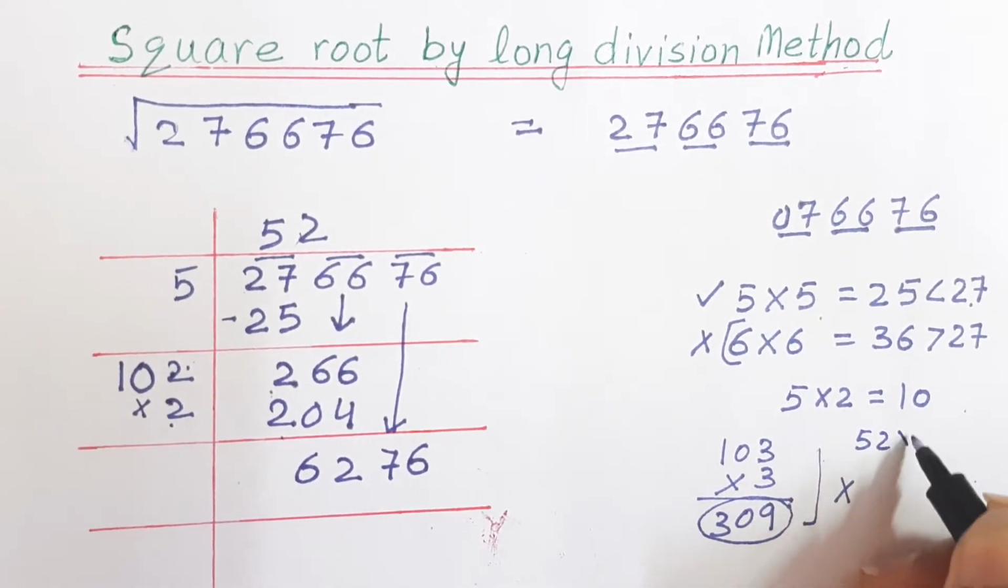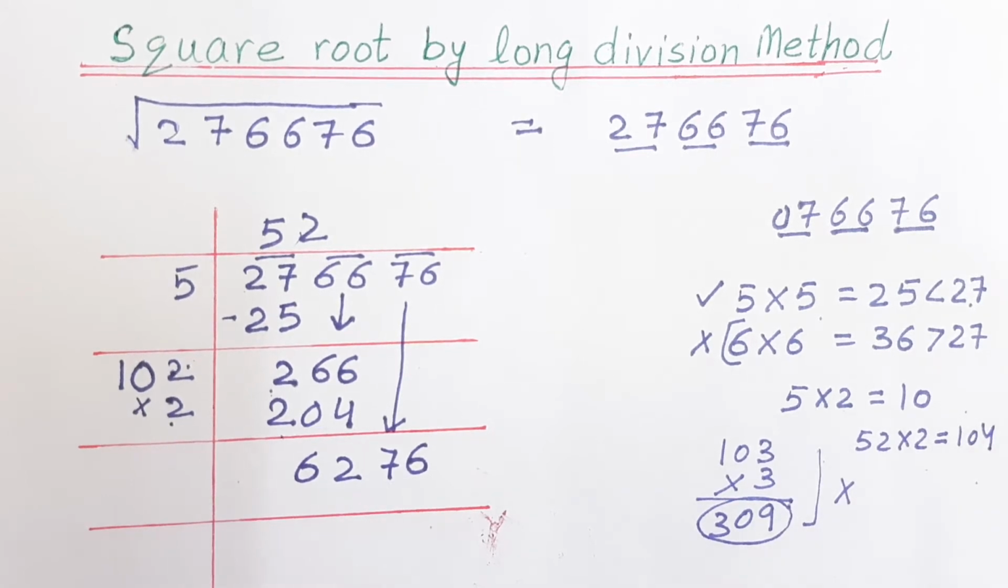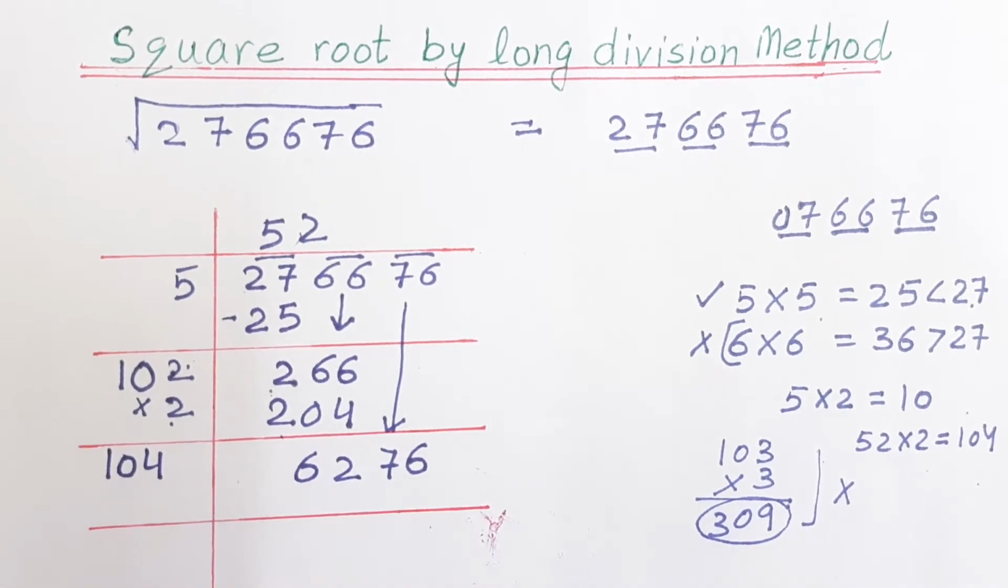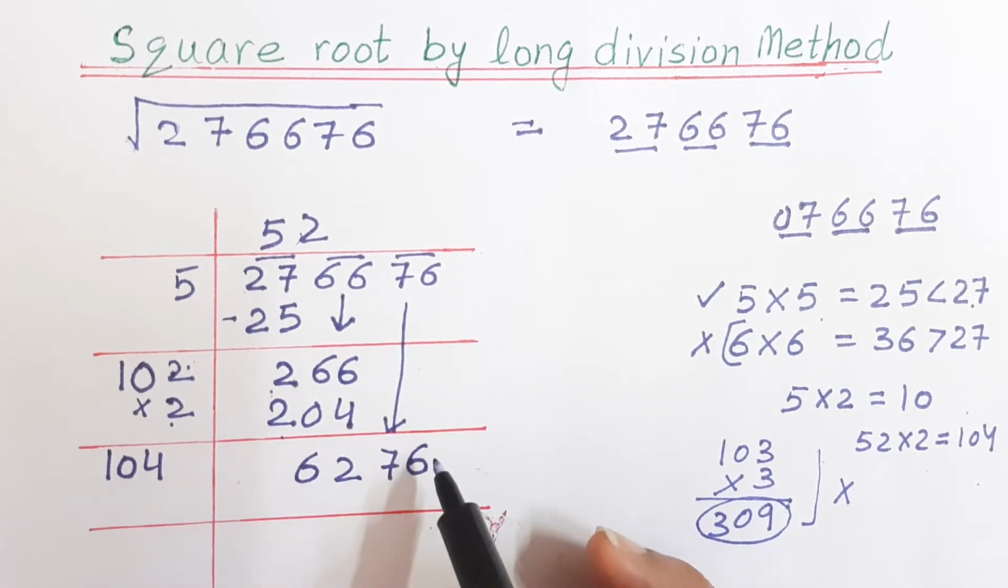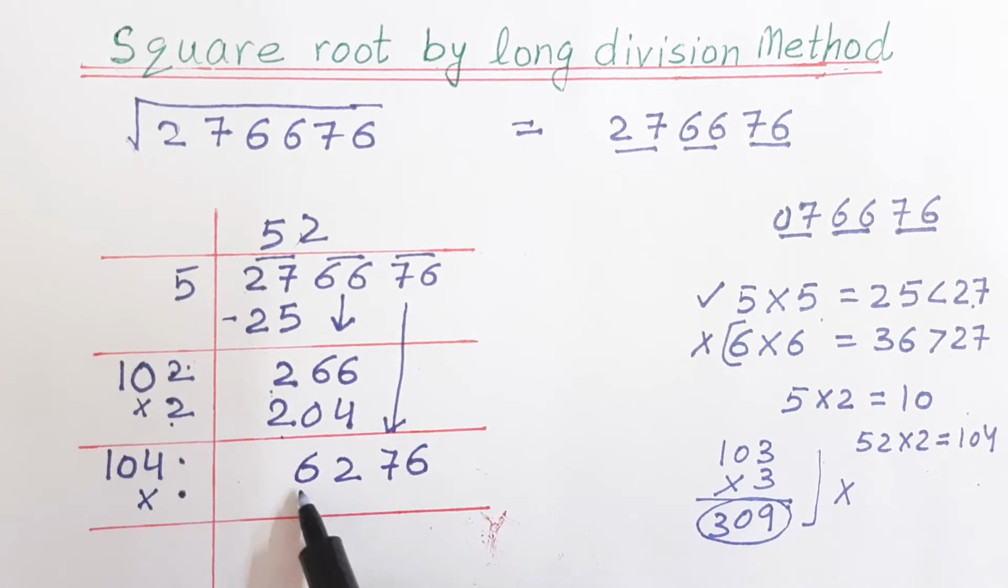So 52 multiplied by 2 is how much? Yes, that is 104. So here I will write 104. Clear? Now I will repeat the step. I am going to take one number here, any digit, so that I multiply it with the same digit and come closer to 6276. Clear? For that, children, you need to practice.